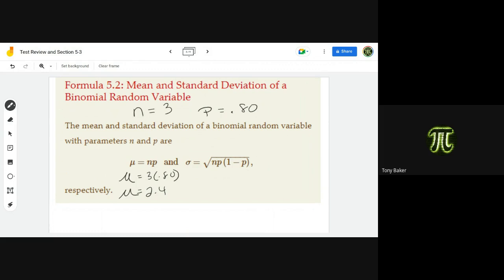Standard deviation, same concept. I'm just going to plug in the numbers and do it out. So it's the square root. Now this one, obviously, I'm going to have to use a calculator for because I'm not going to be able to do this in my head. 0.80. 1 minus p is just the opposite of whatever the percent is. So if it's 0.80, 1 minus p will be 0.20.